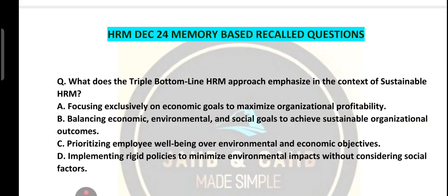Option C, prioritizing employee well-being over environmental and economic objective. This sounds nice. Caring for employees is great, but the triple bottom line is about balance. You can't just focus on 1 P. All 3 are equally important. So this is not the right answer.